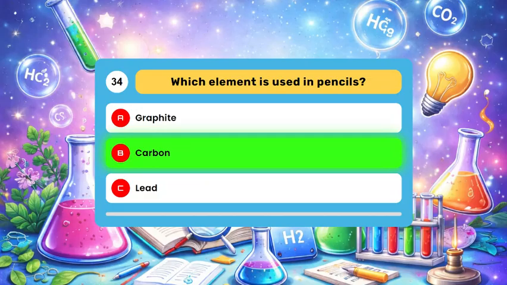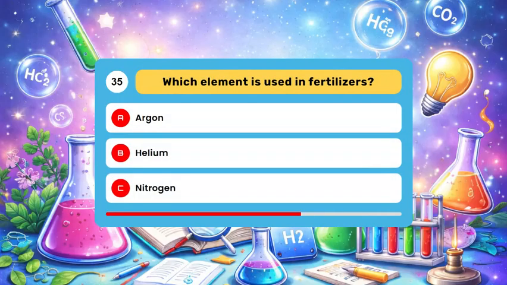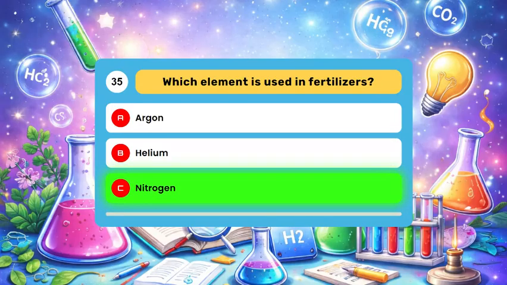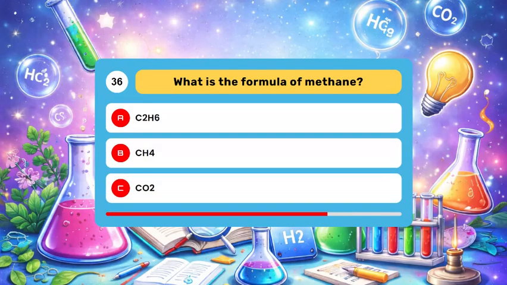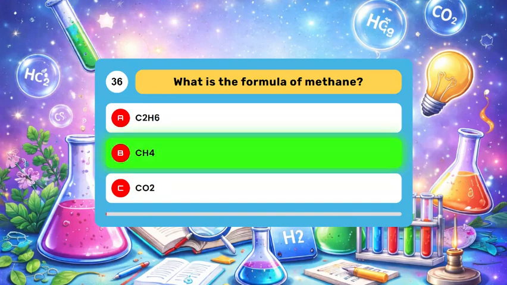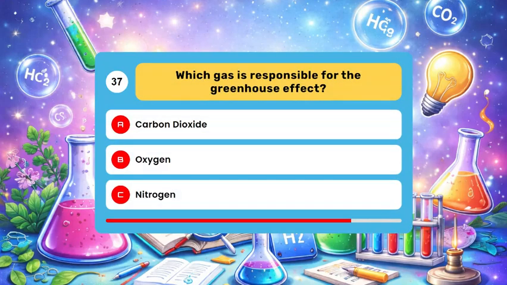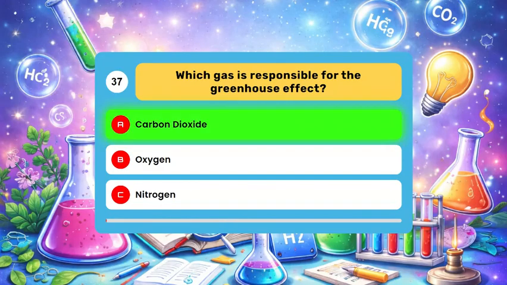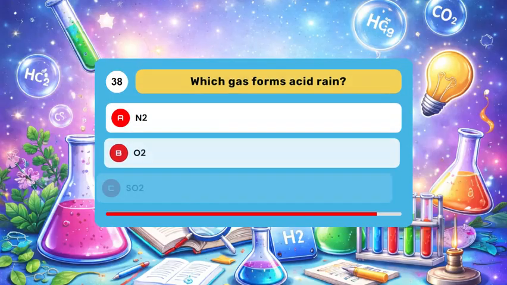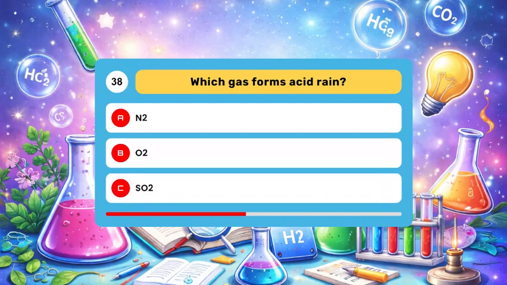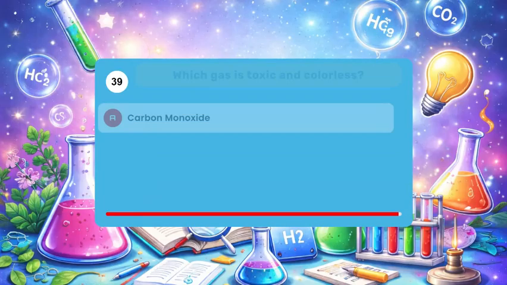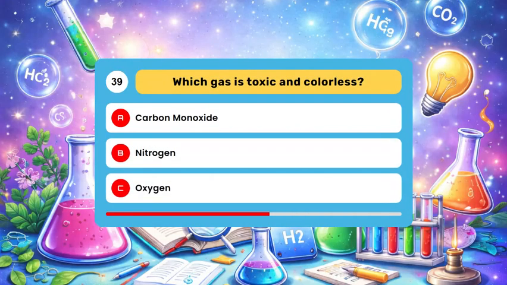Carbon. Which element is used in fertilizers? Nitrogen. What is the formula of methane? CH4. Which gas is responsible for the greenhouse effect? Carbon dioxide. Which gas forms acid rain? SO2. Which gas is toxic and colorless?